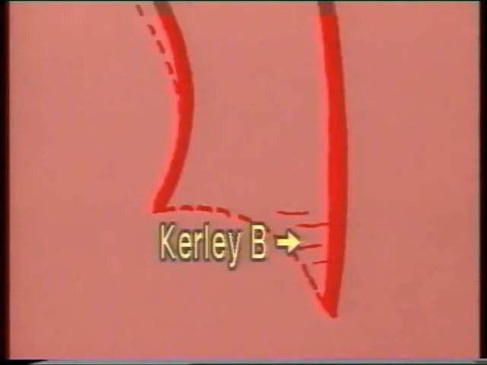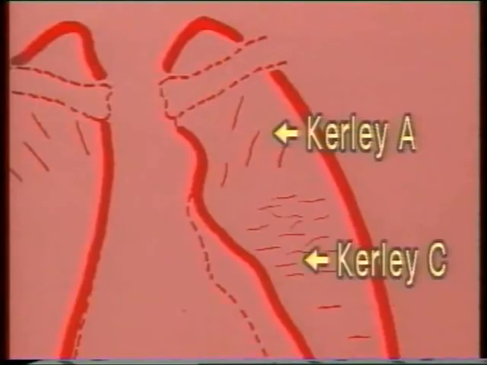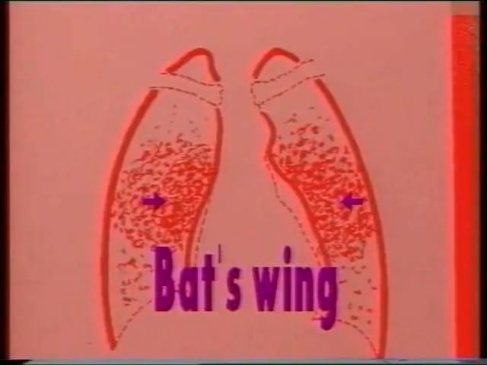Kerley A lines are similar lines in the apical and central zones situated midway between the hilum and the lung periphery and directed towards the hilum. Kerley C lines are fine interlacing lines in the mid portion producing a spider web appearance. When the pulmonary edema increases further, there is alveolar edema, that is, air in the alveoli is replaced by fluid. This is seen on X-rays as consolidation.